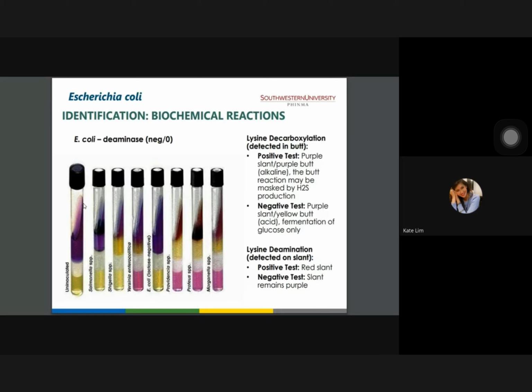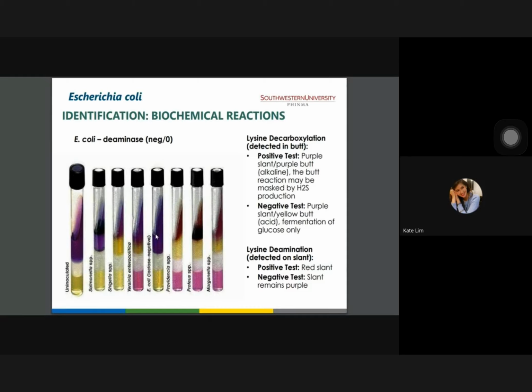That is the slant. So as it's deaminase negative, what is the expected color if it's negative? It should be purple, because if positive, it's red. So let's check which ones are purple. So these are the purple. The red ones are already positive for deaminase. So this is your purple.